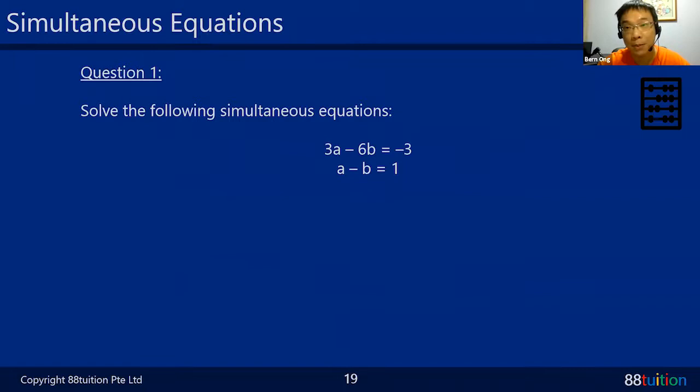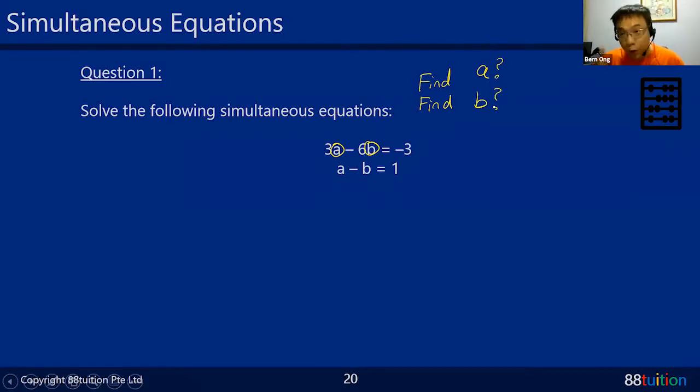Maybe before you try, let me explain one of these questions first. For Sec 2, you already know how to do it, but for Sec 1, I think this is something new to you, so let me show it one time first. Down here, we have 3a minus 6b is equal to negative 3. What's the meaning of solving? Solving means you have to find the unknown. In this case, the unknowns are a and b. You're supposed to find what a is and what b is. That is the question here.